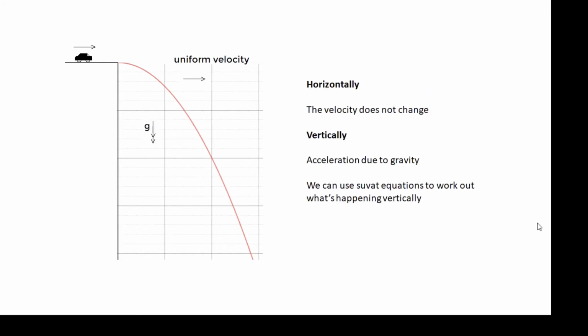In physics, we need to remember that whatever's happening horizontally and whatever's happening vertically, we can consider separately. Horizontally, the velocity doesn't change, ignoring air resistance. Its velocity is constant. Vertically, it will accelerate due to gravity at 9.8 meters per second squared, and it just becomes a SUVAT equation.